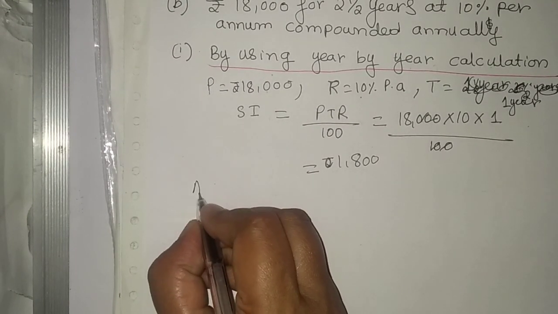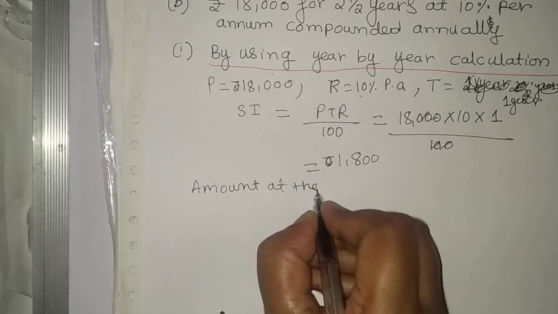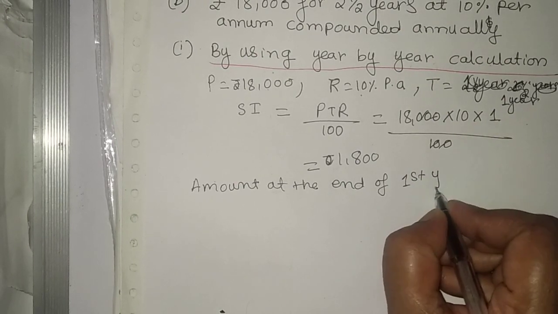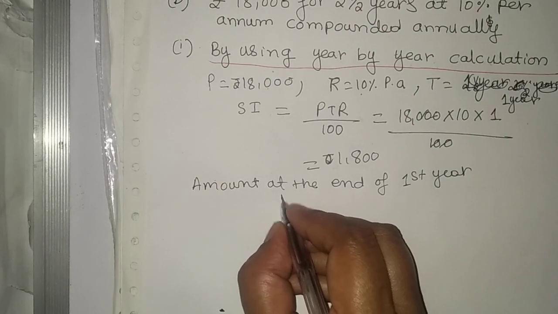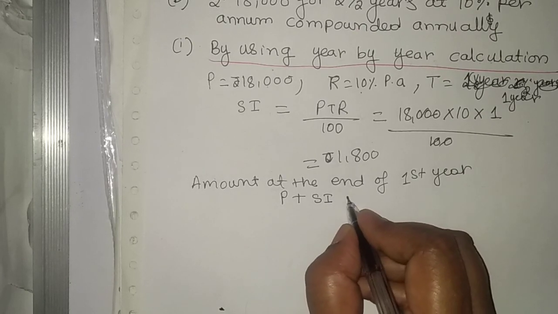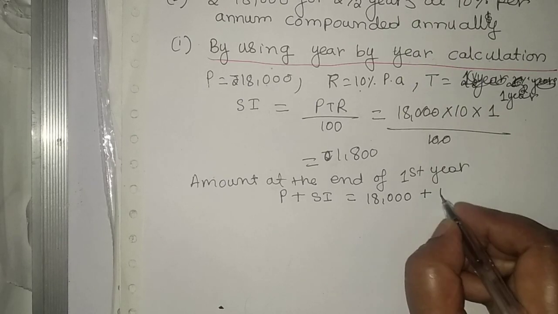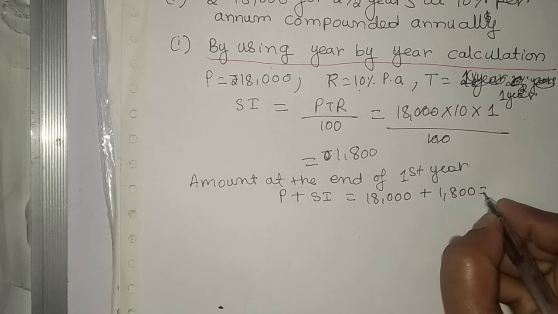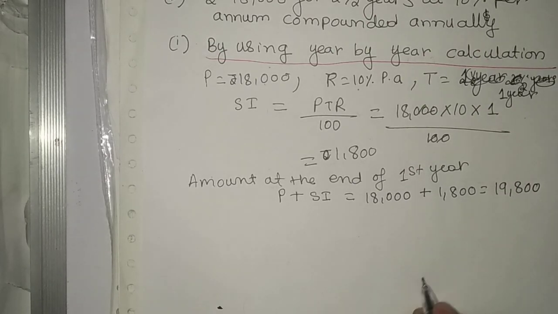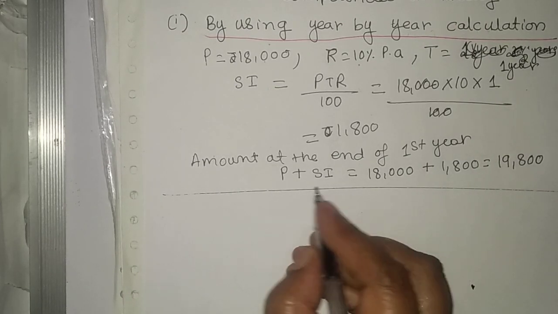What is the amount at the end of the first year? The amount is principal plus SI, that is simple interest. The principal given is 18,000 and the SI is 1,800. So the result is 19,800. This is the amount at the end of the first year.